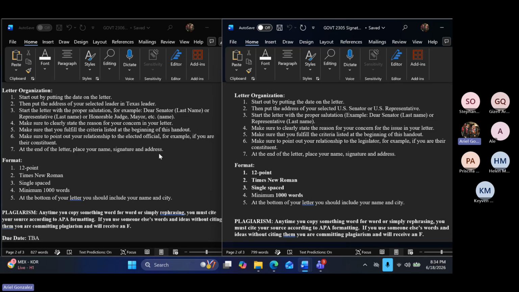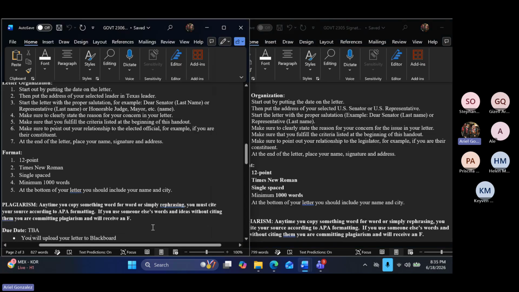And then, of course, at the end of the letter, place your name, signature, and address. I know some students in the past said they don't feel comfortable with their home address, and that's fine. You can put a fake address or not put it, whatever. Like I said, I didn't create this, so it doesn't matter. It's whatever you feel most comfortable with. Just style it so that it looks like a professional letter, as we mentioned here in the format.